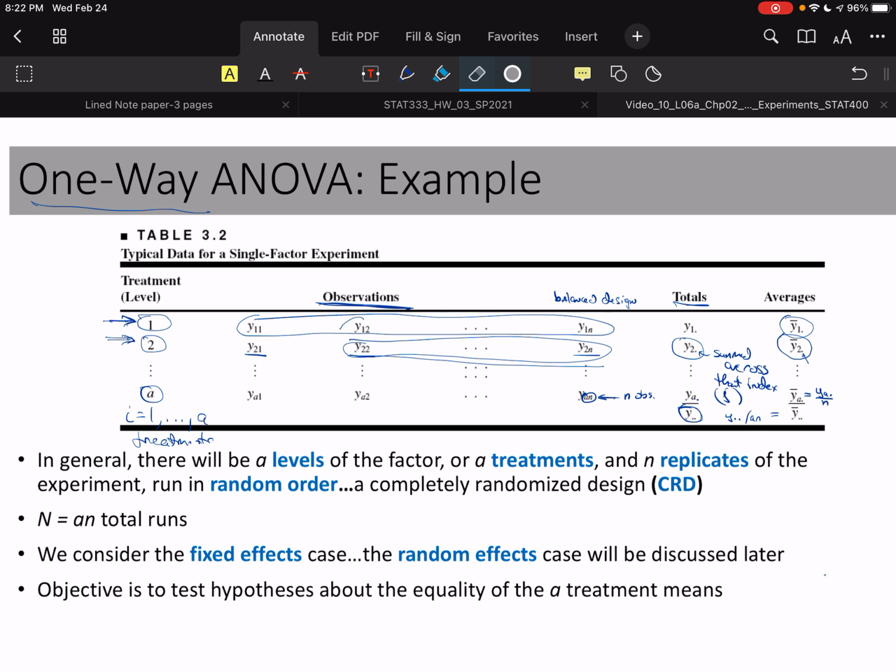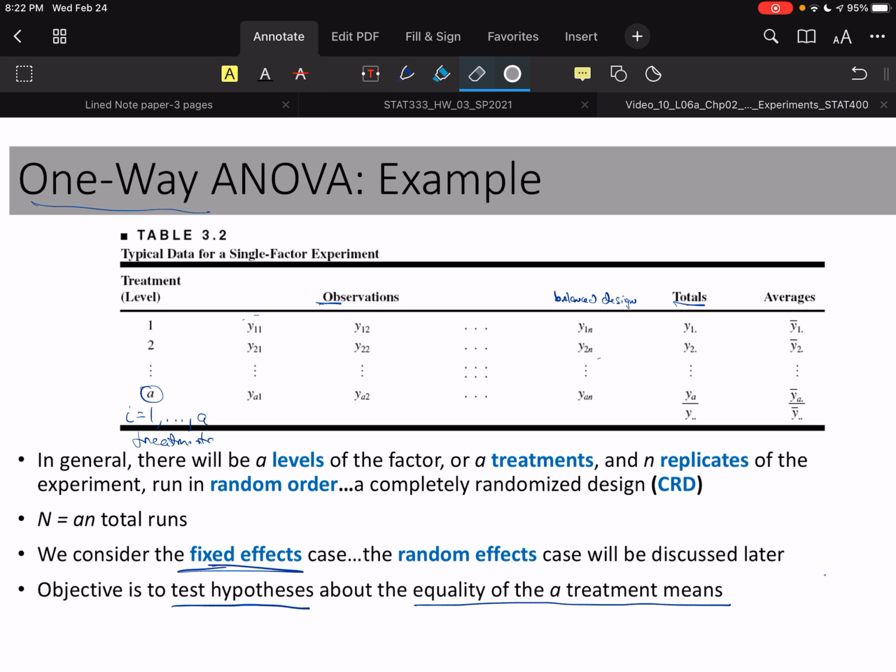And so we're going to consider the first case, which is fixed effects, and later in this chapter we'll talk about random effects. I don't want to talk about them at the same time right now because I think it's better for you to learn one and then come back and see how the other is different. But before you have gained proficiency in all the notation and all the calculations and all the terminology, I think it's too confusing to talk about both at once. So the objective is to test the hypothesis about the equality of the A treatment means. So there's A different treatment means, and those means, again, we'll clean up my marking mess over here. These are the treatment means.